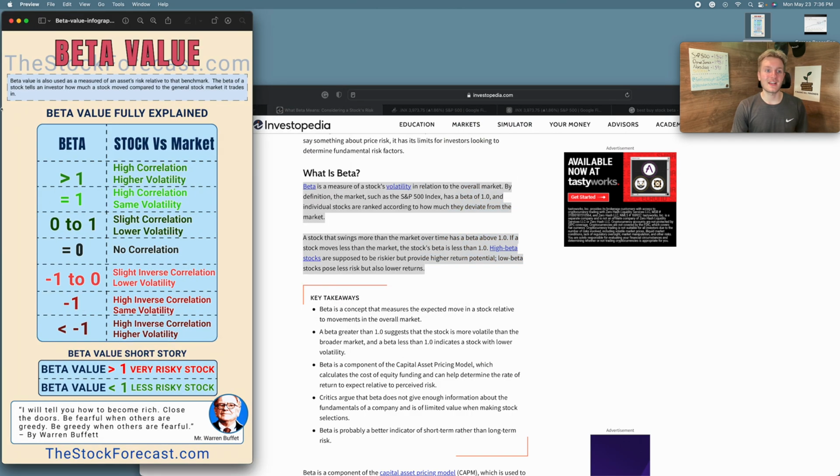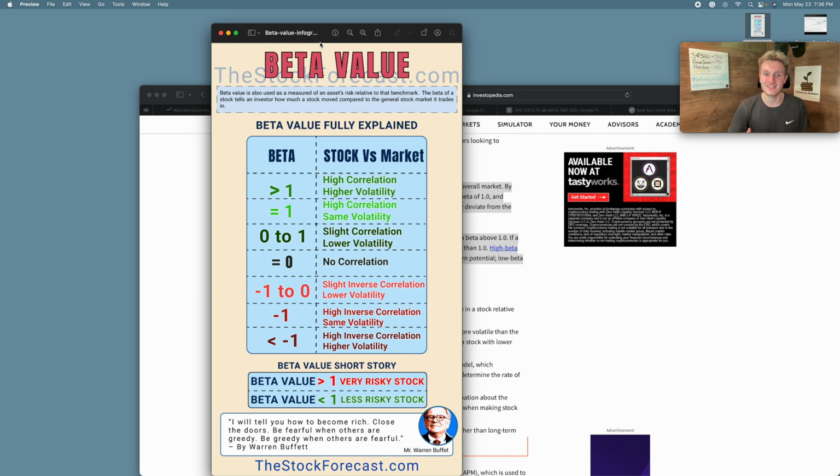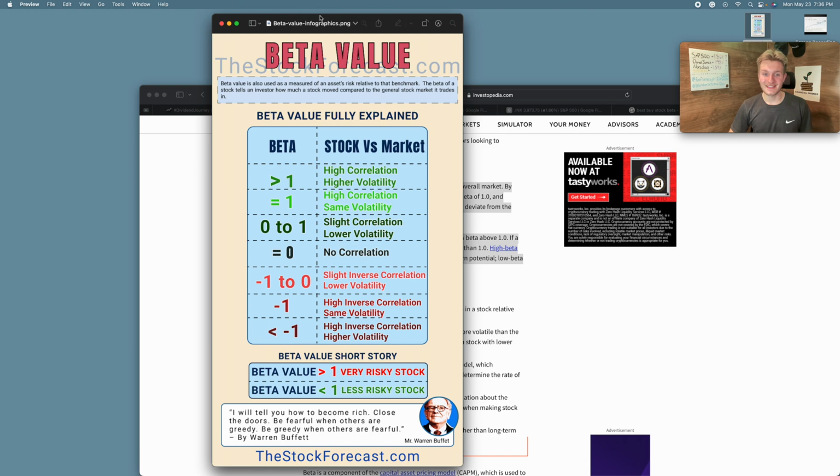Now this little graph that I have here, if you want to screenshot this, take a quick look at it. If it just makes more sense to you, definitely go ahead and look at it. But 0 to 1 is going to have lower volatility. That's what we just mentioned. It's not going to have high highs or low lows. It's going to stay a little bit flatter. If it is 1, that means it moved the exact same amount on any given day as the S&P 500. It is just like it. And if it's above 1, it moved higher or lower than the S&P 500.